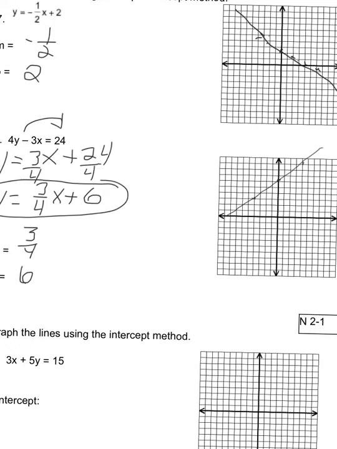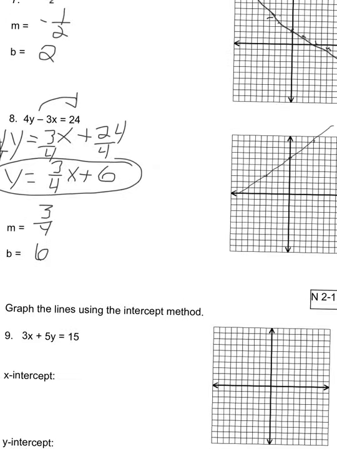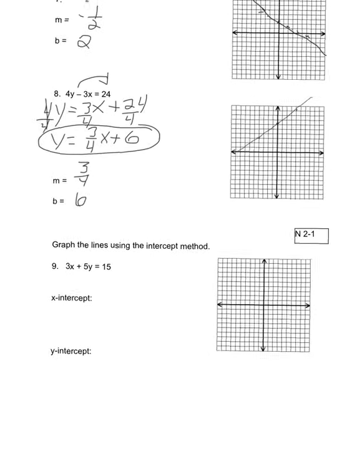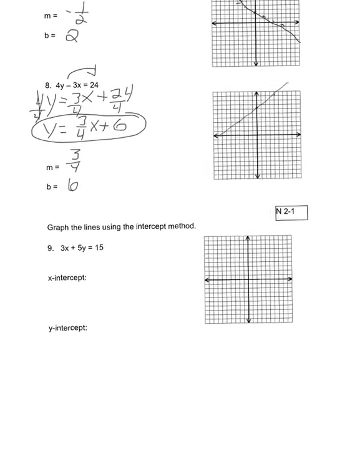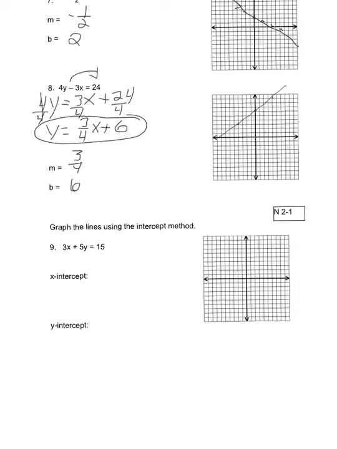Okay, I'm going to go ahead and zoom back out. All right. Now it's saying graph the lines using the intercept method. Okay, so it's finding my x-intercept and my y-intercept.